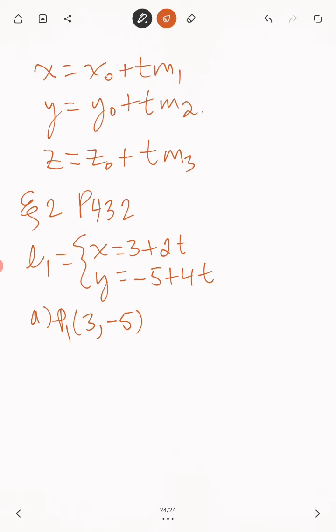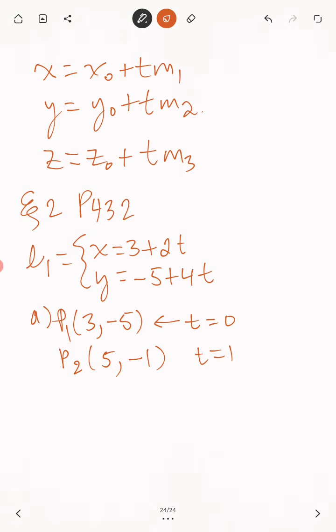Another point on the line we can simply get by choosing any value for the parameter t. And notice that this point would work for the parameter t equals 0, because then we just get rid of the second terms in both equations for x and y. So let's just let t equal 1, and then we're going to get another point on the line, which would be 3 plus 2 times 1 for x, which is 5, and negative 5 plus 4, which is negative 1 for y. So another point on the line, P2, is (5, negative 1).